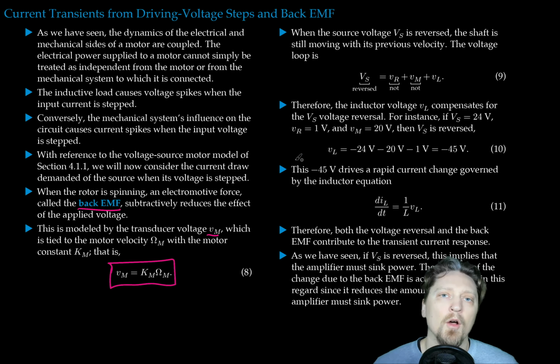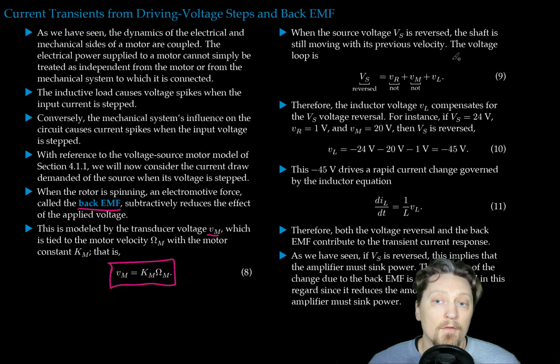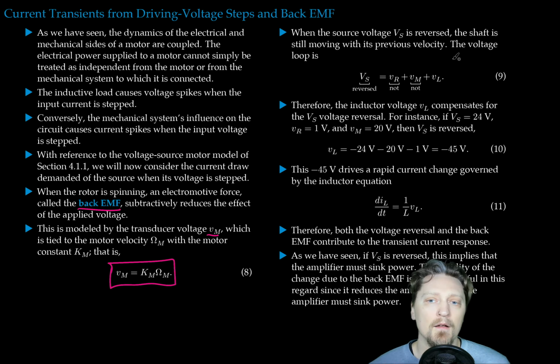Km times omega m. When the voltage source is reversed, the shaft is still moving with its previous velocity. The voltage loop is Vs, which we've just reversed, equals Vr plus Vm, which we haven't reversed, since the current is still flowing in the same direction. So this voltage drop is the same: the back EMF, not reversed, plus VL. Therefore, the inductor voltage VL compensates for the Vs voltage reversal.